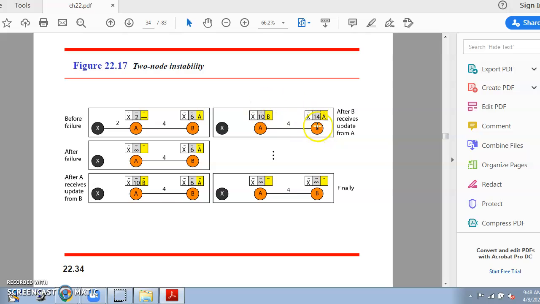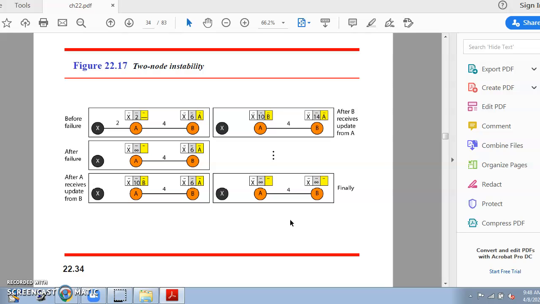So B will update its table because the cost from A to X is 10 and the cost from B to A is 4. That's why there is a new route, and the cost they have to pay is 14, and it goes only through A. So this will be in a loop, and goes up to infinity. That is a very big problem in distance vector routing.